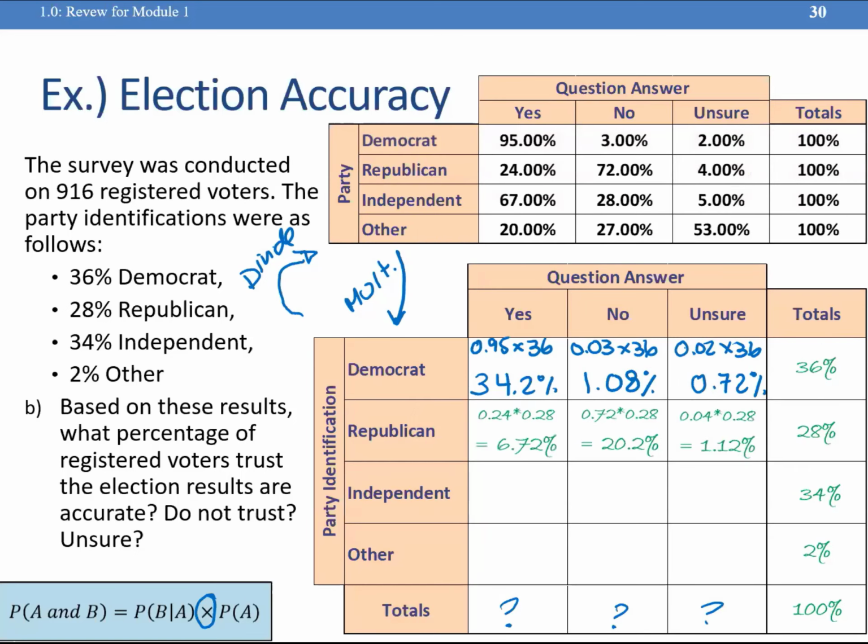Then I would isolate it row by row. So you can see here, now I would be looking at this row, and I'd be getting these results: 24%, 72%, and 4% of 28. And I'll let you fill in your table as such.